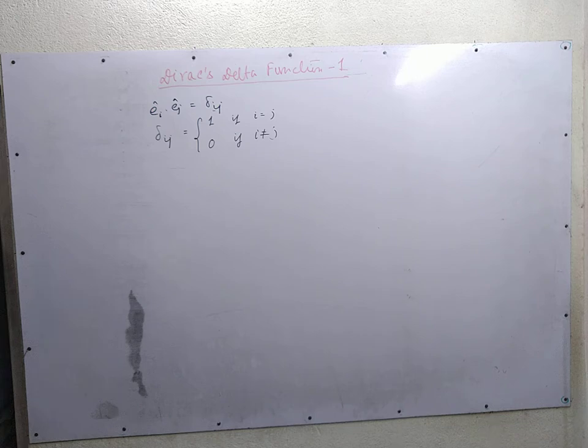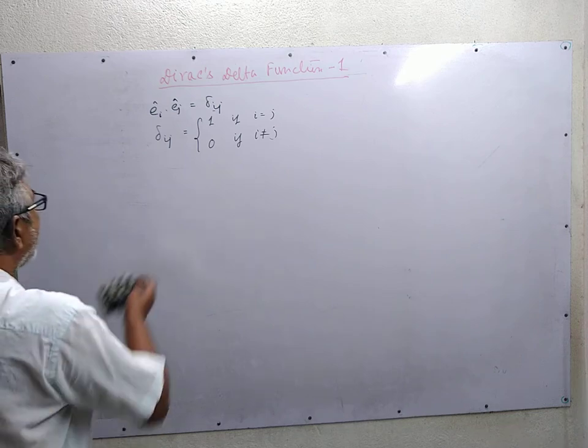If we want to express the charge density of a system comprising a few point charges, then the charge density can be represented as a delta function. Now let me define the Dirac delta function.